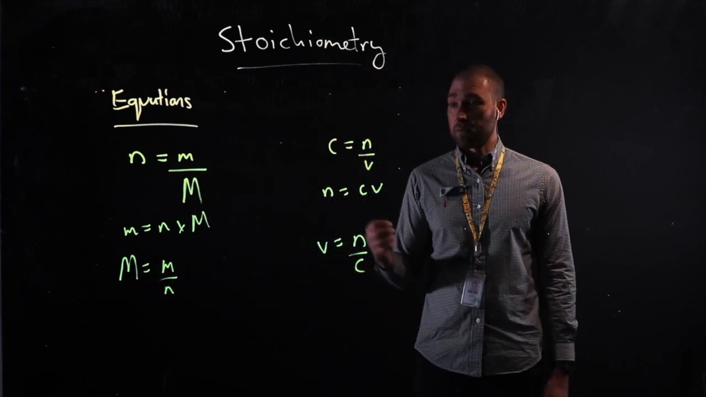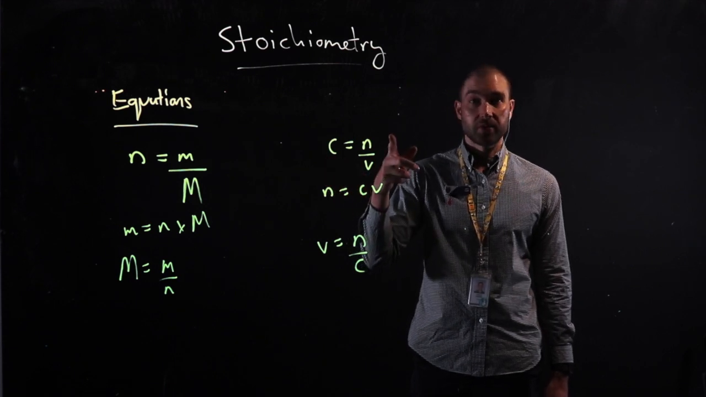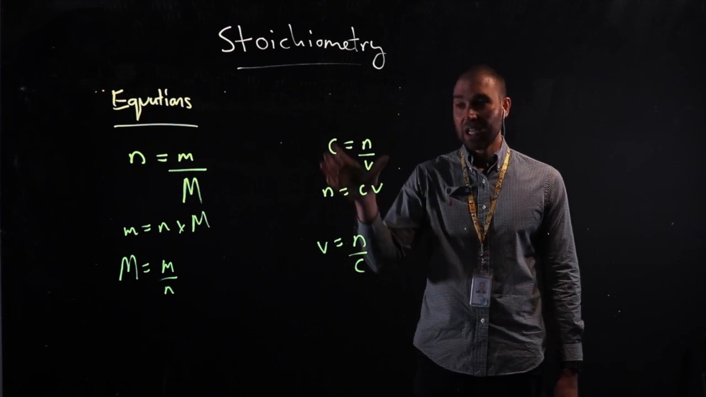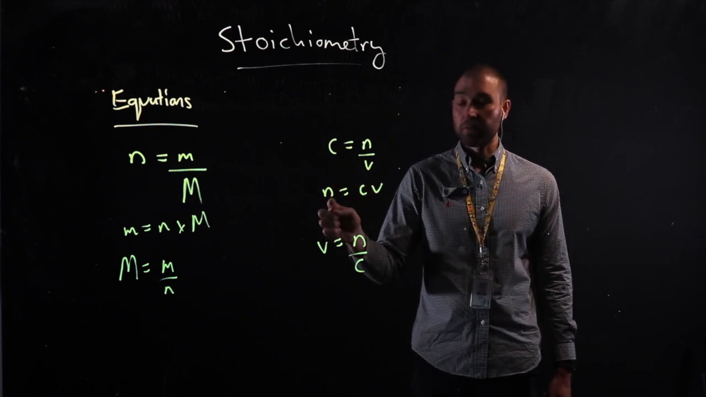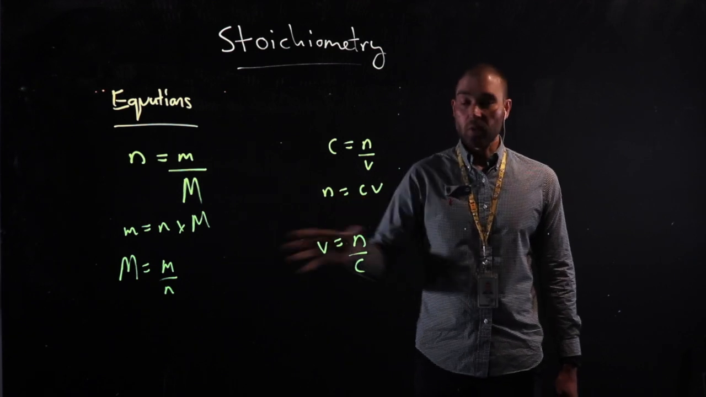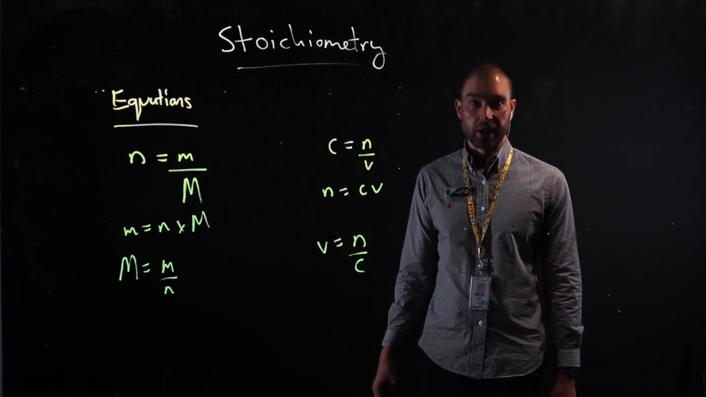In terms of solution chemistry, often we might have to use C equals n over V. So the concentration of a solution is equal to the number of moles of substance dissolved in that solution divided by the volume of that solution. And the other rearrangement we commonly use is the number of moles of substance is equal to the concentration times the volume. So they're the equations that we're going to use for this section. I've got other videos going through how to use these, particularly when we're looking at titrations.